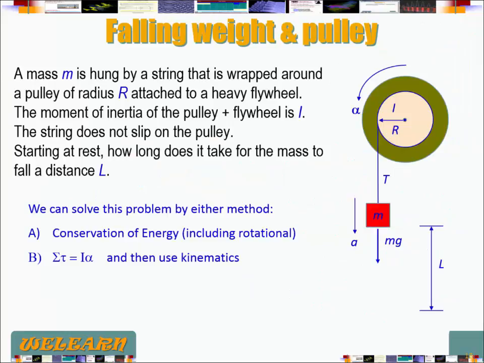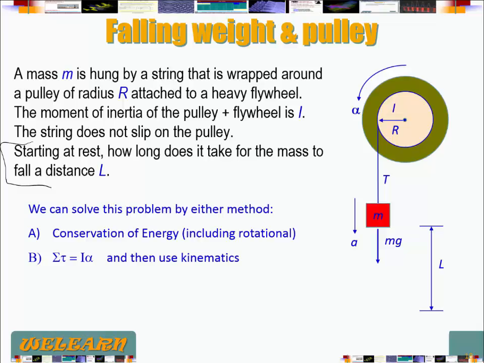Consider this situation here. We have a mass M that is hung by a string that is wrapped around a pulley of radius R, which is attached to a heavy flywheel. The moment of inertia of the pulley plus flywheel is I. The string does not slip on the pulley. Starting at rest, how long does it take for the mass to fall a distance L? That's the question.